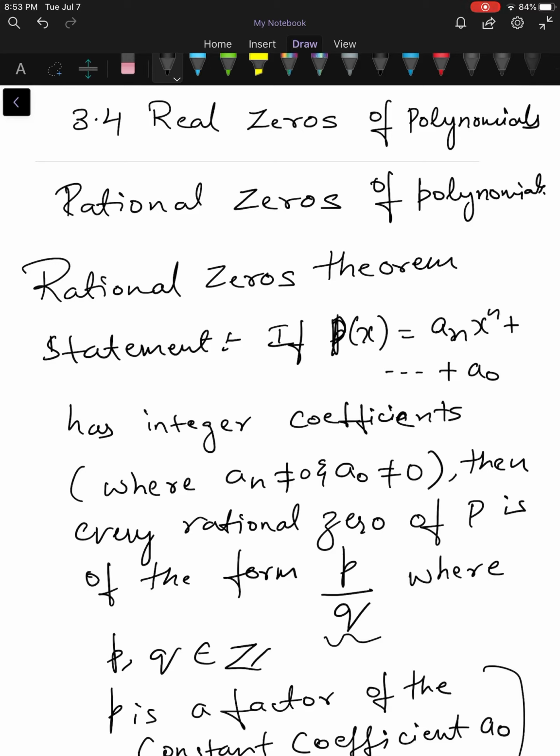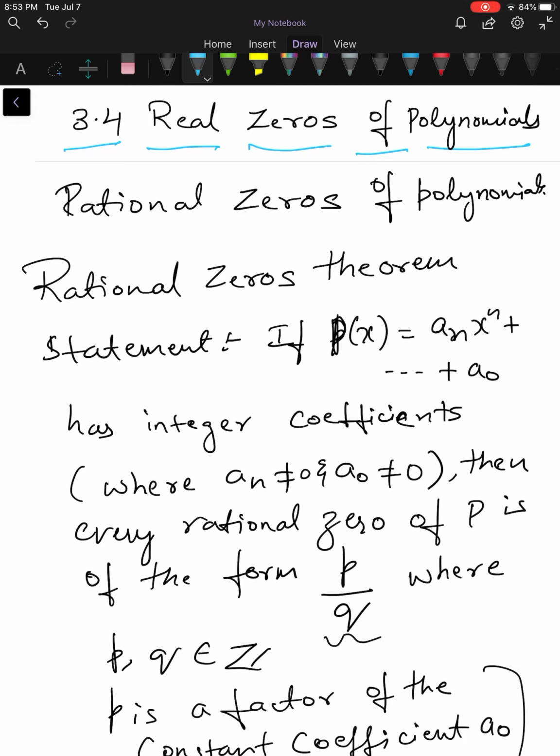This video is all about section 3.4, that is real zeros of polynomials. We have seen in section 1.6 that a polynomial can have complex zeros, and it is very important, if you are going into studying higher level mathematics, that you know whether the polynomial has a real zero, how many real zeros there are, and whether all the zeros are complex numbers, etc.